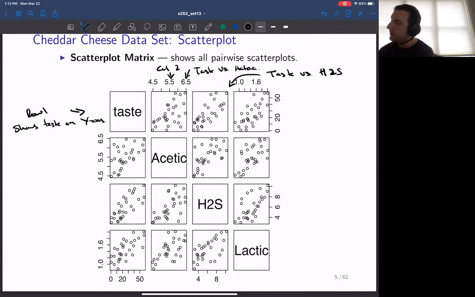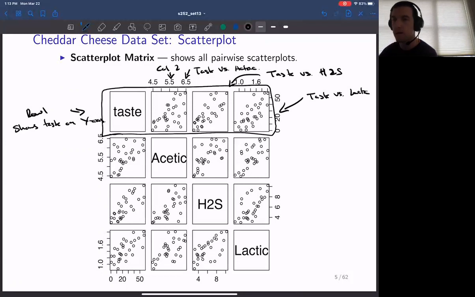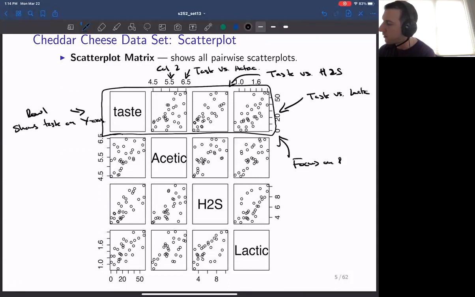The next plot here is taste versus H2S. You can see that from the scatter plot matrix, if we go to row 1, column 3, that's where H2S is on the x-axis. And then the last scatter plot, shown here, is taste versus lactic. To determine if our response variable forms a linear relationship with each explanatory variable, we can focus on row 1.